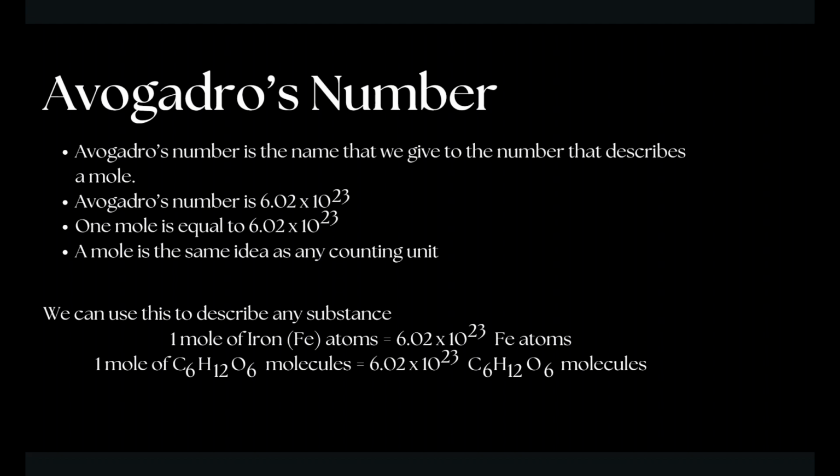And again, repeating that idea, the mole is the same idea as any type of counting unit. Now, we are able to use the mole to describe different substances. So if I have 1 mole of iron atoms, that is equal to 6.02 times 10 to the 23rd iron atoms. If I have 1 mole of C6H12O6 molecules, that is equal to 6.02 times 10 to the 23rd C6H12O6 molecules. So again, a mole is just a number that we use in order to count a certain number of things that we have.